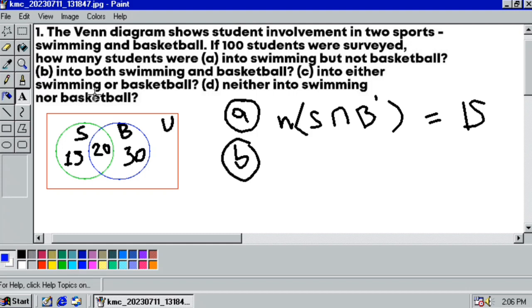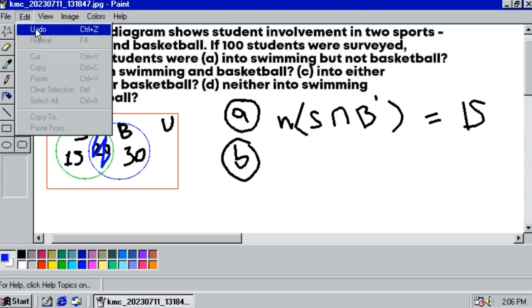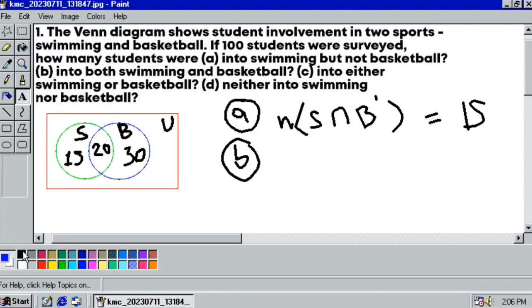So if we want to shade it, it will be just this intersection of S and B. If we want to write it, it's like this: the number of swimming intersection basketball. So how many? On the shaded part, we have 20.